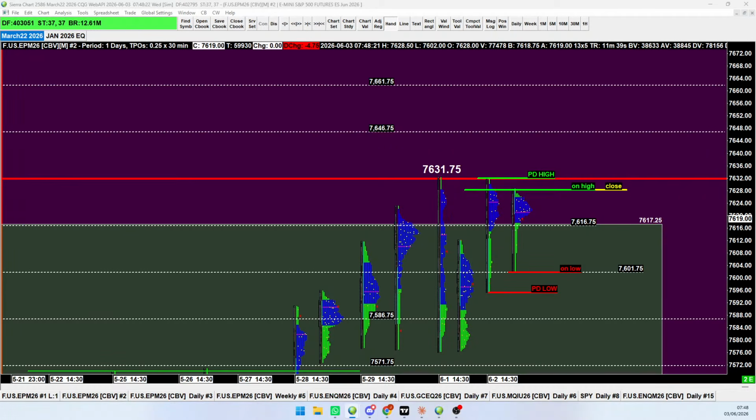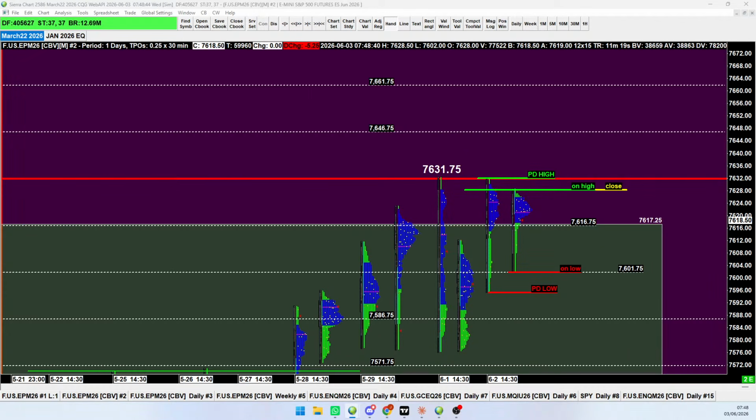Yeah, so the shorts are trapped right under 76.17 for two sessions now. So it seems they all went running into the same area shorting and got trapped.